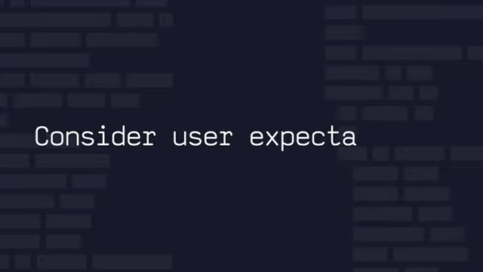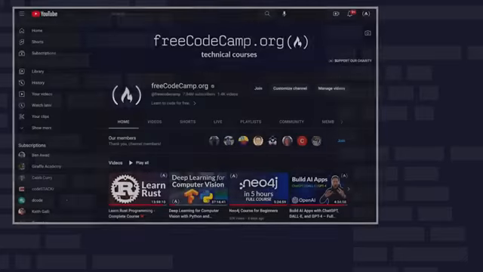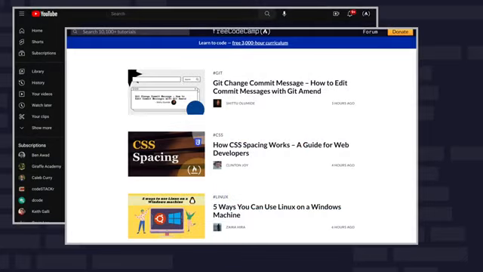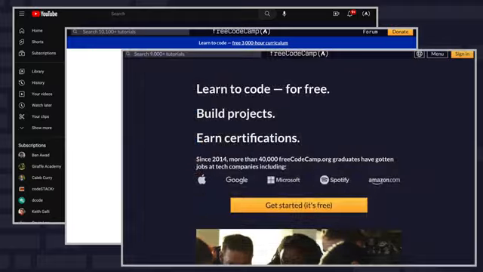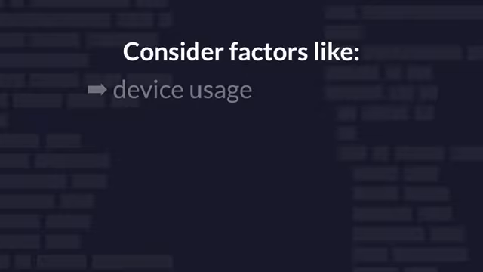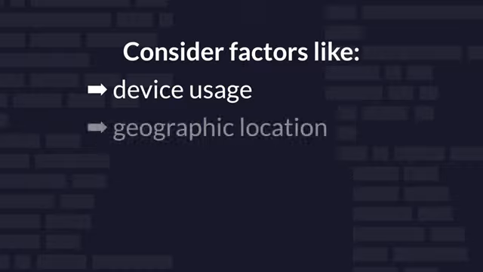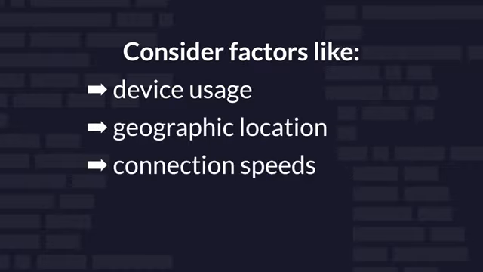Consider user expectations. Understand your target audience's expectations and browsing behavior. Different websites may require different levels of optimization based on their user base. Consider factors like device usage, mobile versus desktop, geographic location, and connection speeds to tailor your goals accordingly.